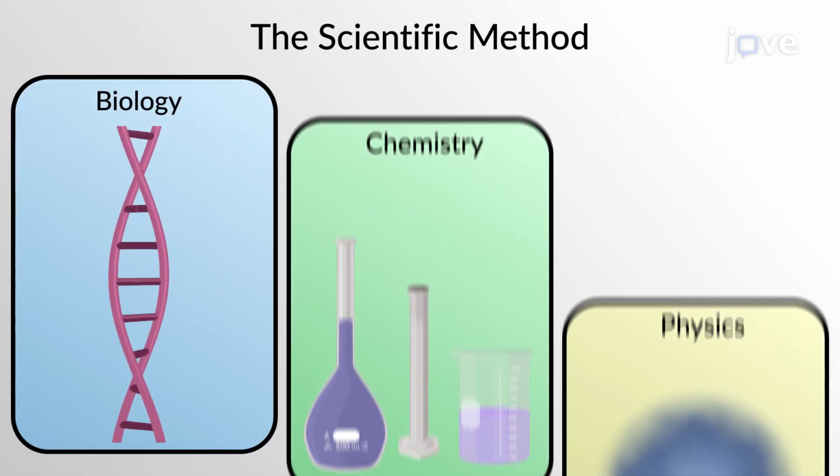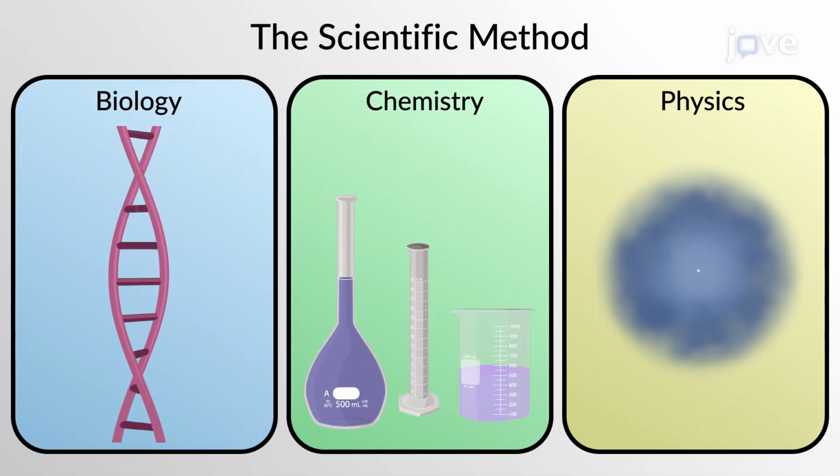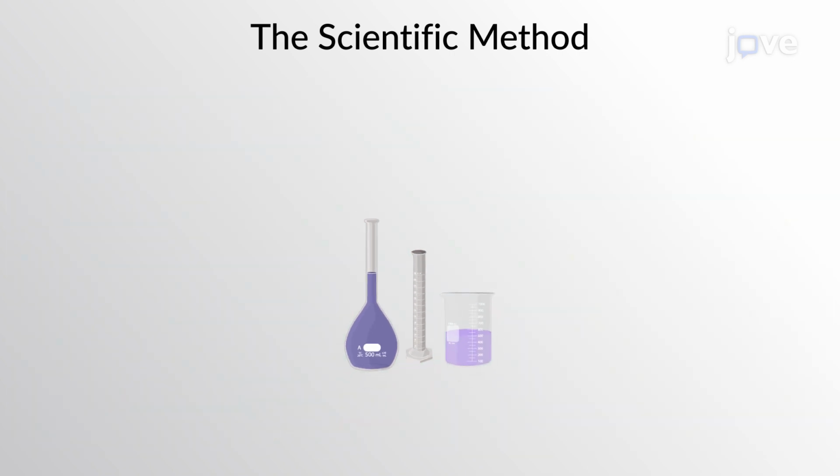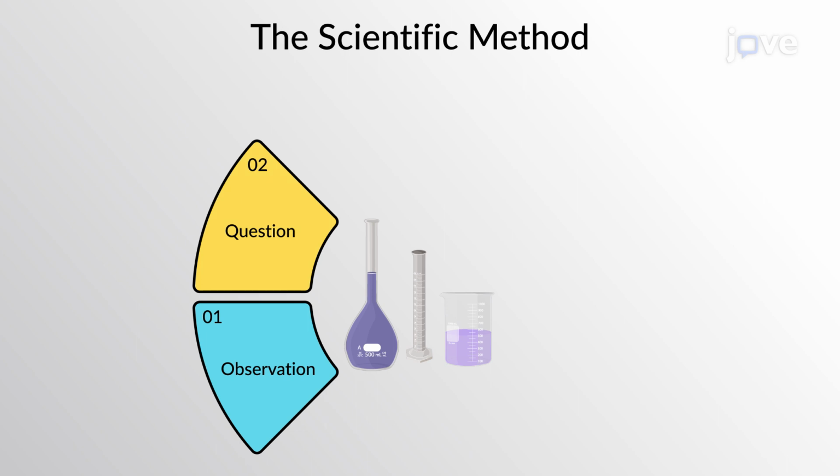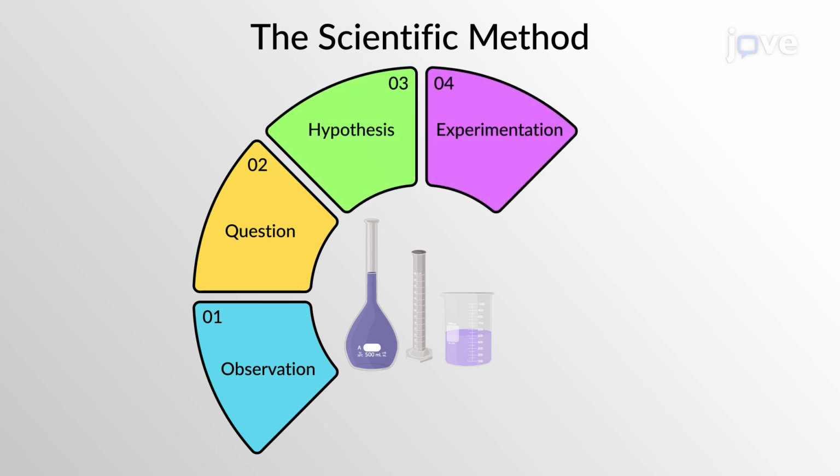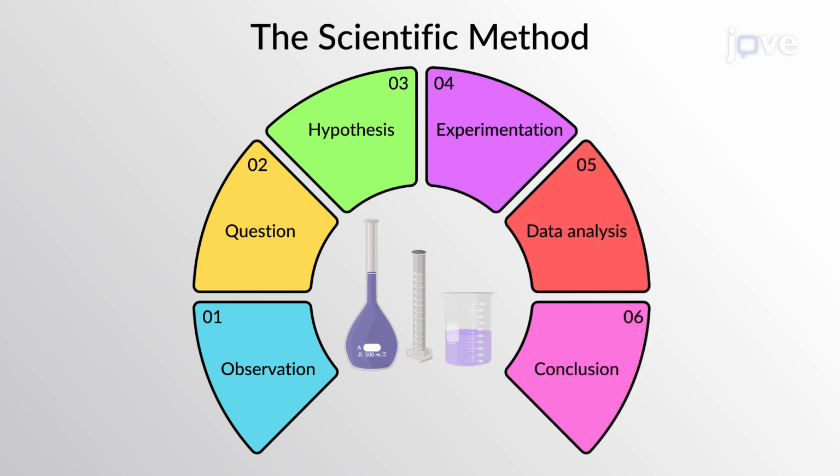The scientific method is a systematic approach followed by all scientific disciplines. It follows 6 main steps: making an observation, asking a question, building a hypothesis, conducting experiments, the interpretation of data, and finally the derivation of a conclusion.